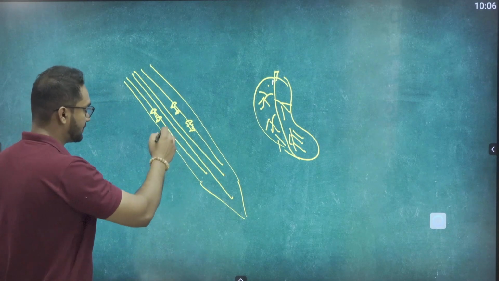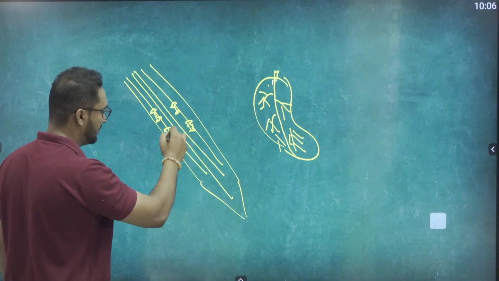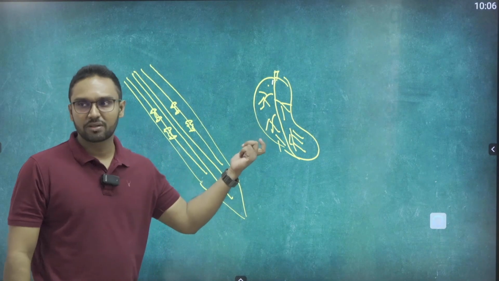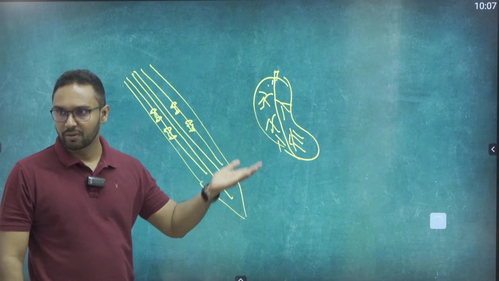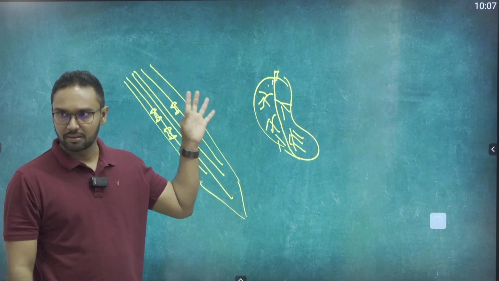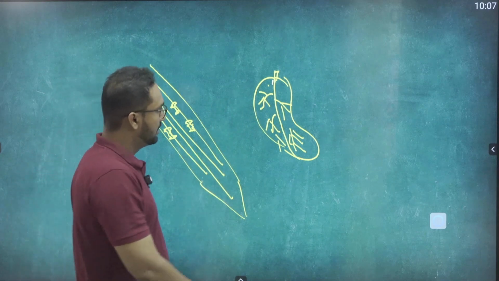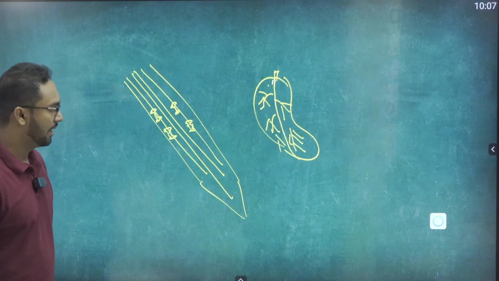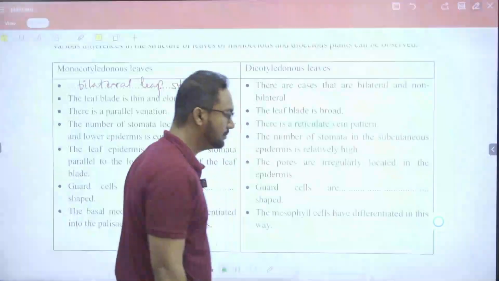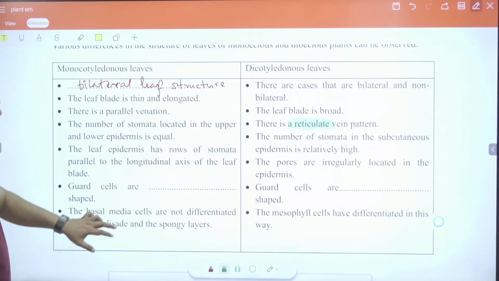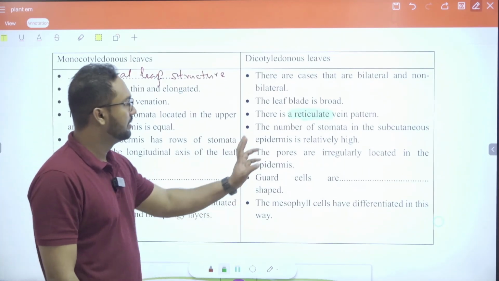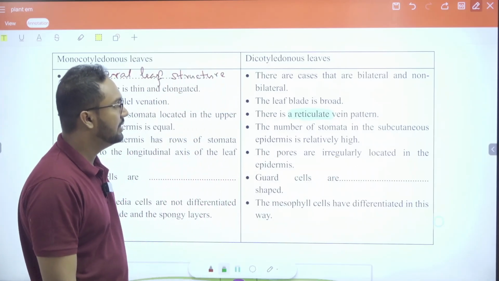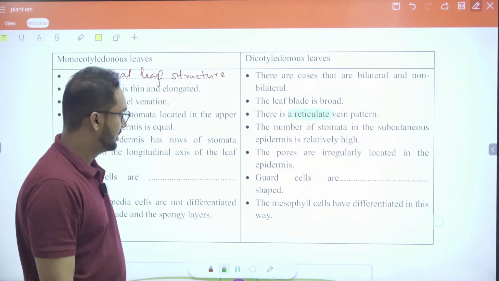But when it comes to the dicotyledonous plant, they are not equal in numbers. The majority of the stomata are in the lower epidermis, and there are a few stomata in the upper epidermis. So the majority are at the bottom of the leaf, the under epidermis, right? When it comes to dicots, the number of stomata in the lower epidermis is relatively high.